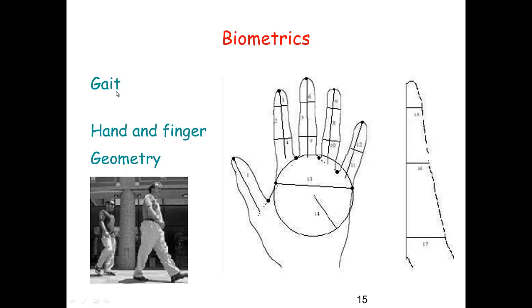We also can use the gait of a human being for user authentication, and use hand and finger geometry as the biometrics to perform user authentication. For example, you have a camera, you just put your hand there, then the camera gets your hand, then processes it to compare with some template in your computer, then lets you log in or not.